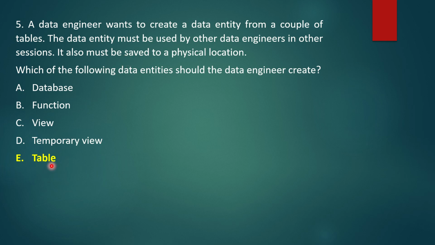So the table, in Spark or Databricks, is a persistent data entity that stores actual data at a physical location, usually DBFS or cloud storage. It can be queried by other users and sessions, and can be created using a select from other tables. Meeting all these three criteria means it is persistently shared and physically stored. So the correct answer is table.